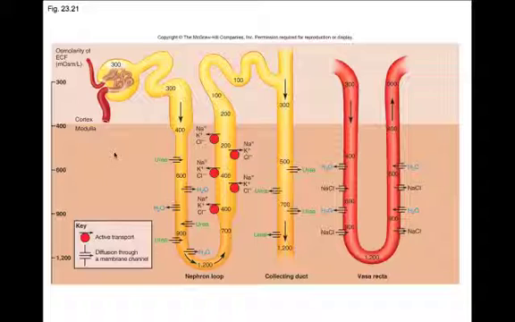Following the slide, we have a short animation showing how the various transport of solutes in and out of the tubule help with water retention.